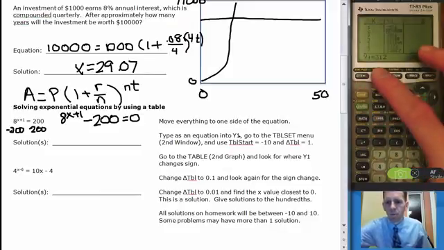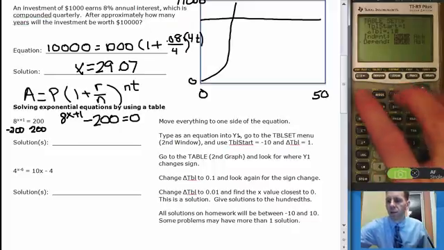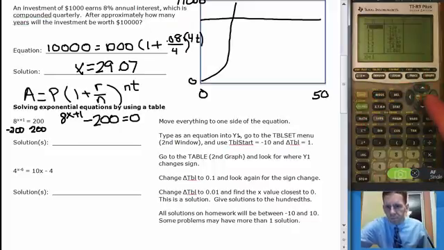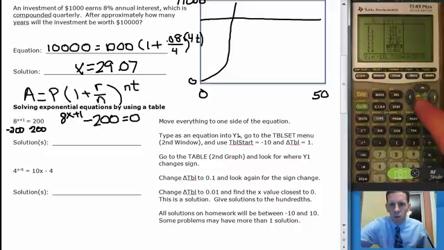I'm going to go back to my table, and this time I'm going to change my delta table. That's what the triangle means. It's the Greek letter delta, and it's what we go up by. I'm going to change it to 0.1, and then go second graph again. This time my values change from negative to positive here. You can see it goes negative 18.98 and then 22.861. I'm going to scroll down under the x values until these two values end up at the top of my screen. Negative followed by a positive.